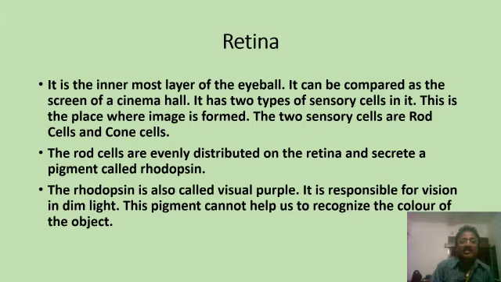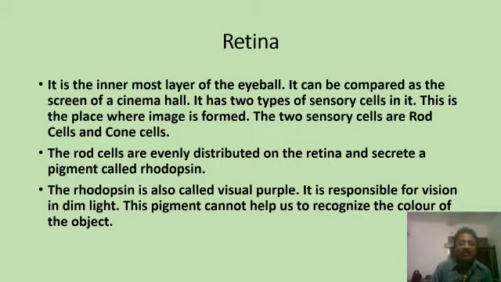Retina. It is the innermost layer of the eyeball. It can be compared to the screen of a cinema hall. It has two types of sensory cells in it. This is the place where the image is formed. The two sensory cells are rod cells and cone cells.